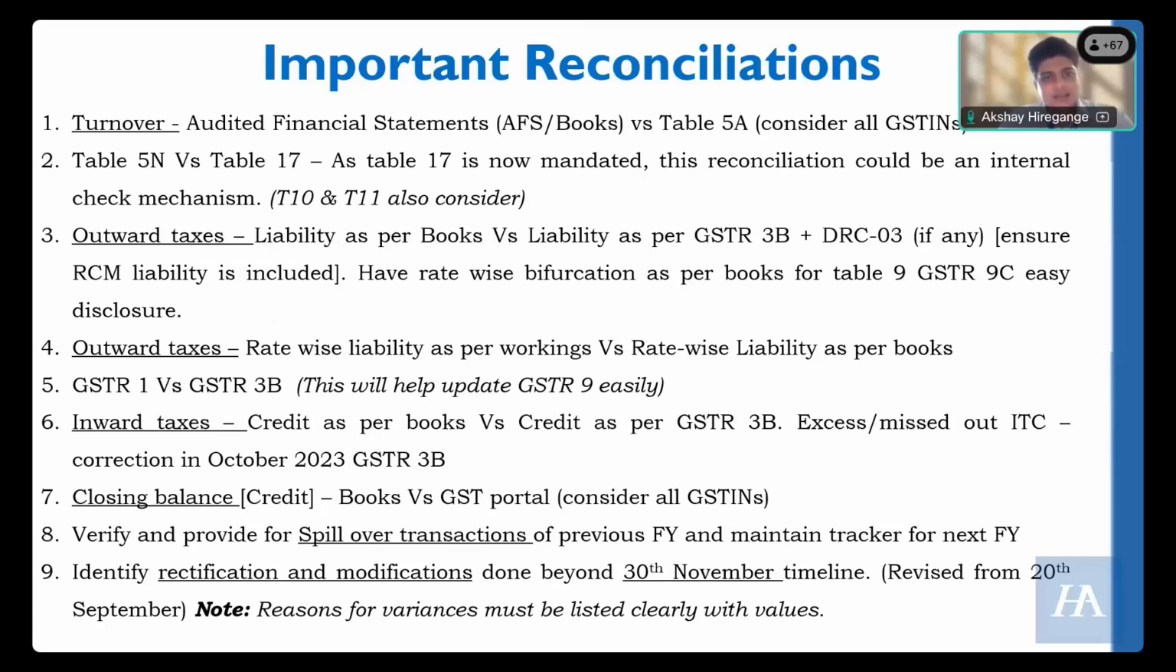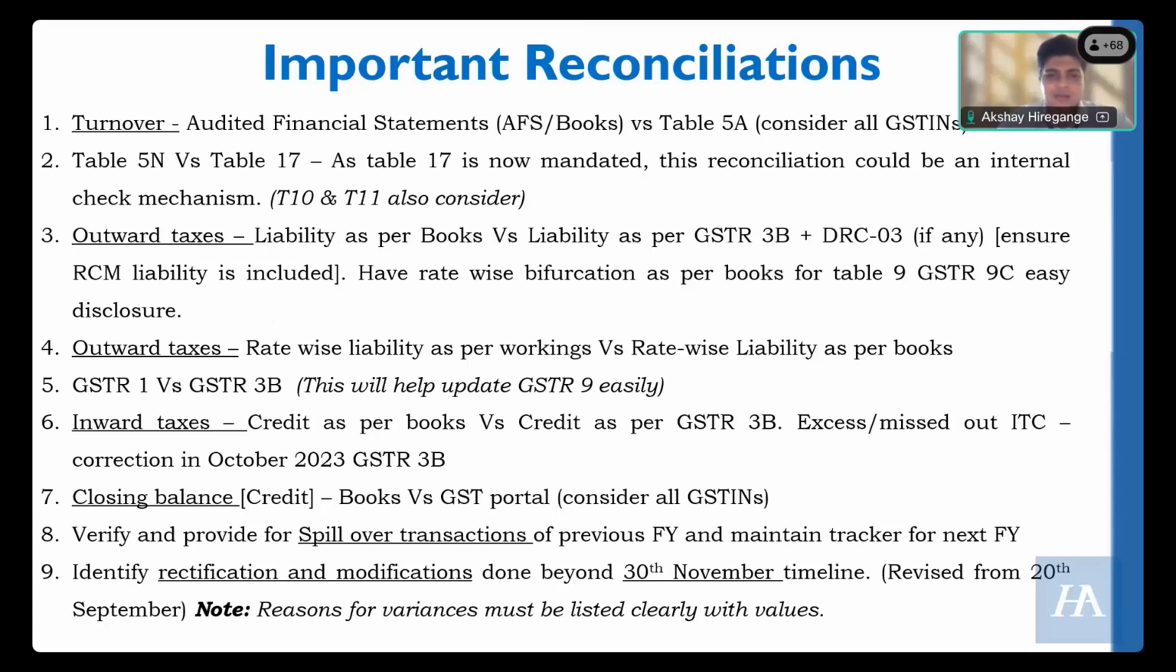Outward tax liability as per books versus 3B plus any liability paid through DRC03 must be documented clearly. GSTR 1 versus GSTR 3B also should be ideally maintained. This is easily available also in various platforms. You use ClearTax, GSTZen, all types of tools which are available online also give this 1 versus 3B.